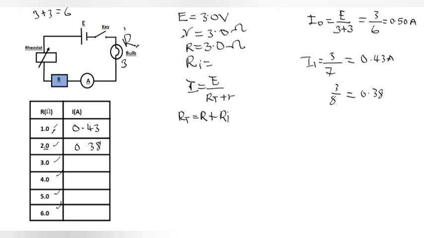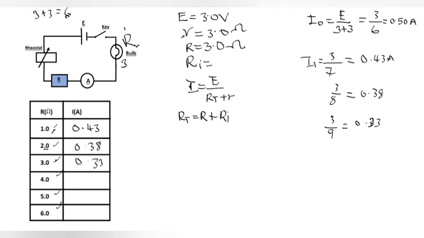Then the next current is going to be 3 divided by, I'm going to add 6 to 3, that's 9. So 3 divided by 9, that's approximately equal to 0.33. So I have 0.33.